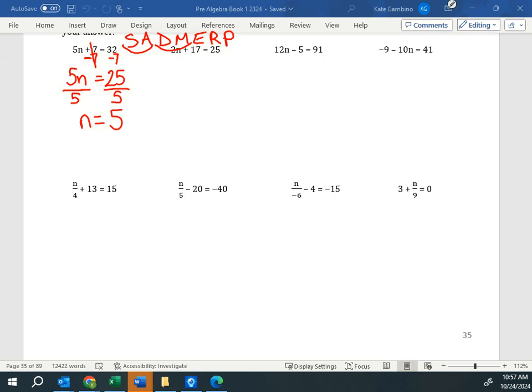So I did my 2 steps. I did step 1 with my subtracting. I had added, so now I'm subtracting. And then I did step 2 with multiplying going into dividing. So it's the 2-step equation. Now I need to take my answer of 5 and put it back into my equation.